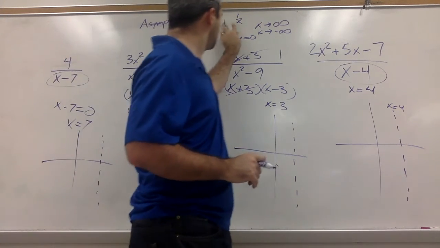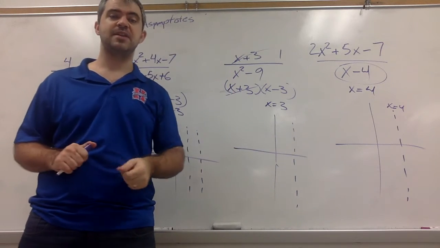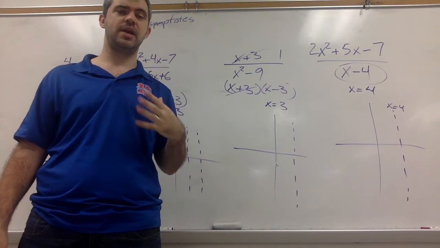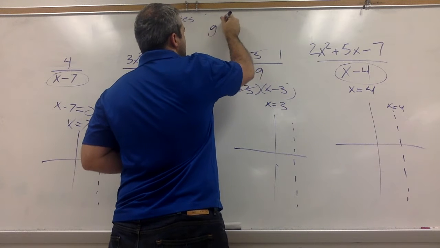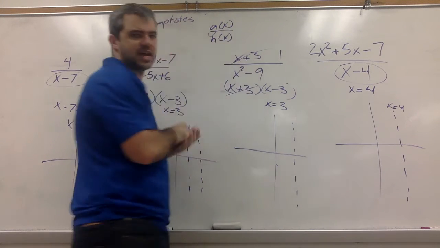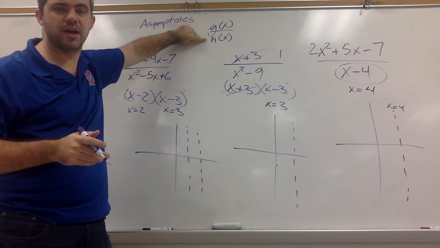It turns out with these rational functions, we wind up seeing basically 3 different patterns. And it all depends on the degree of our numerator and our denominator. So let's say we've got these guys right here, our g polynomial and our h polynomial.